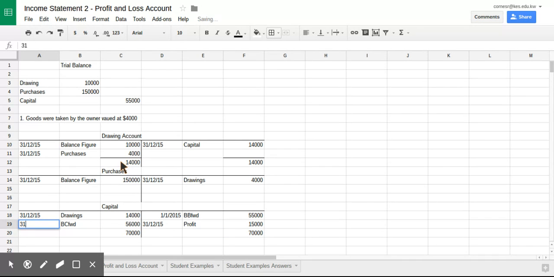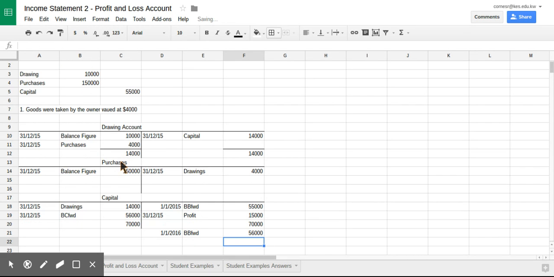Put the dates in. Don't forget to put your balance brought forward at the start of the next year. And that's going to be 56,000. And that's our capital account finished. That's really the last two accounts that we need to be able to balance off.